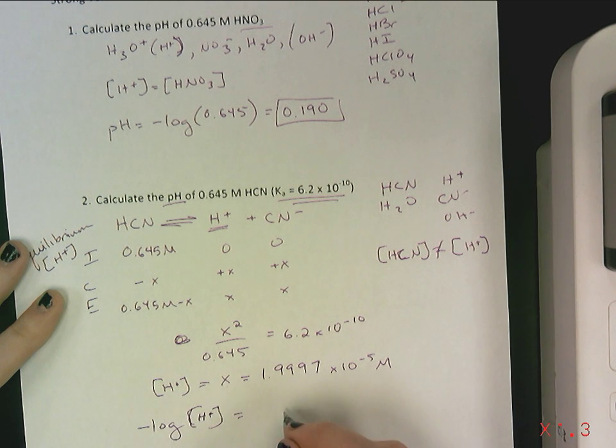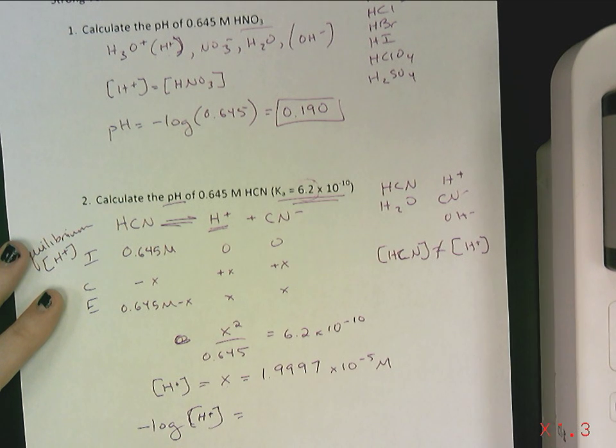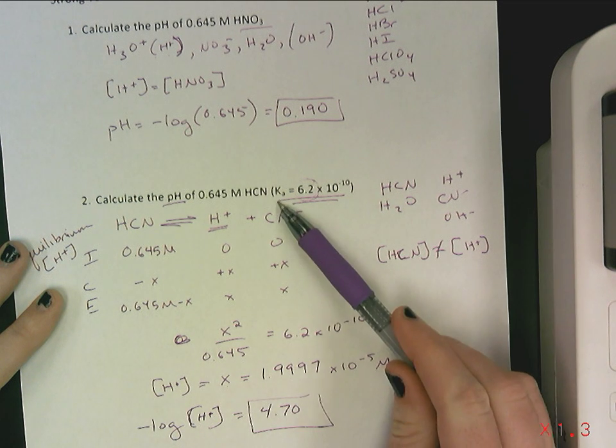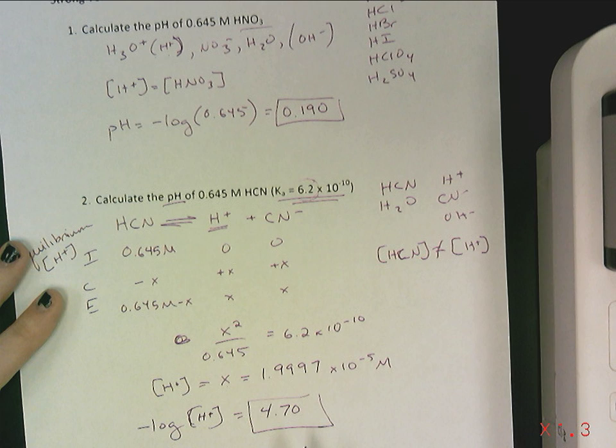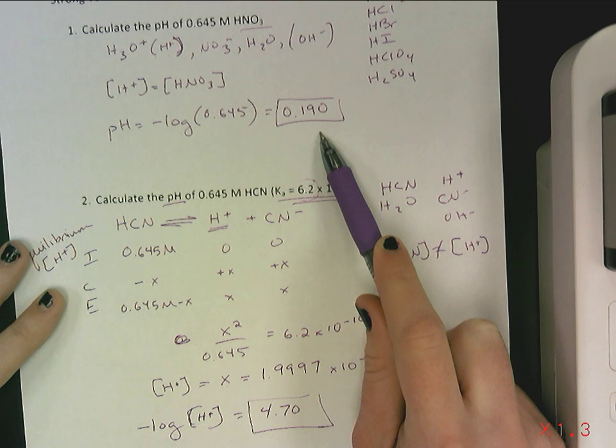which in this case gives me, now I do have to pay attention to significant figures. I started with 6.2, so I would say I have 2 sig figs. And in terms of pHs, that means that I have 2 places after the decimal point. So I'm going to round my value to 4.70. That's going to be the pH of this solution. You can see the same concentration of HCN has a much, much less acidic pH than that same concentration of HNO3 in solution.